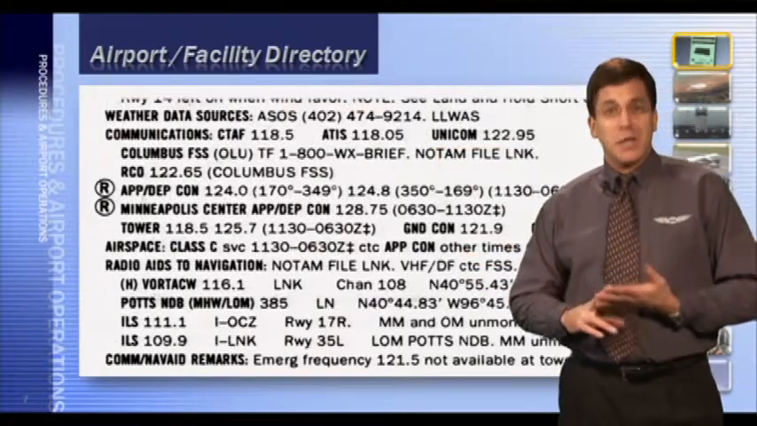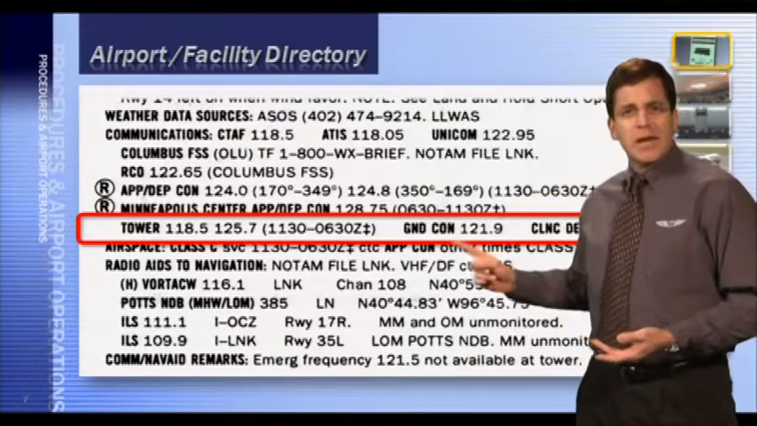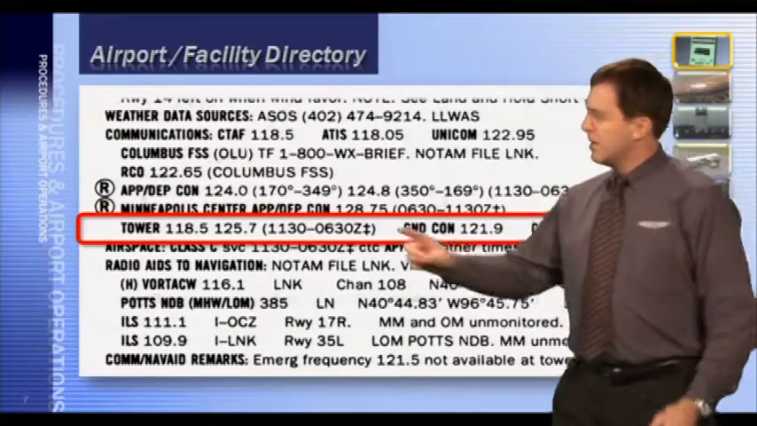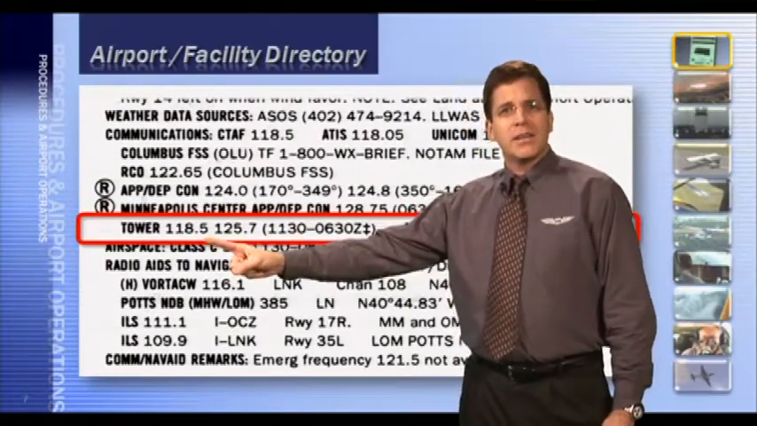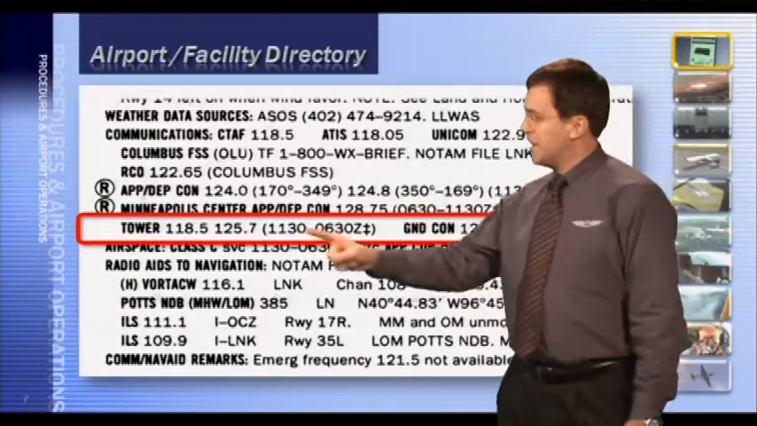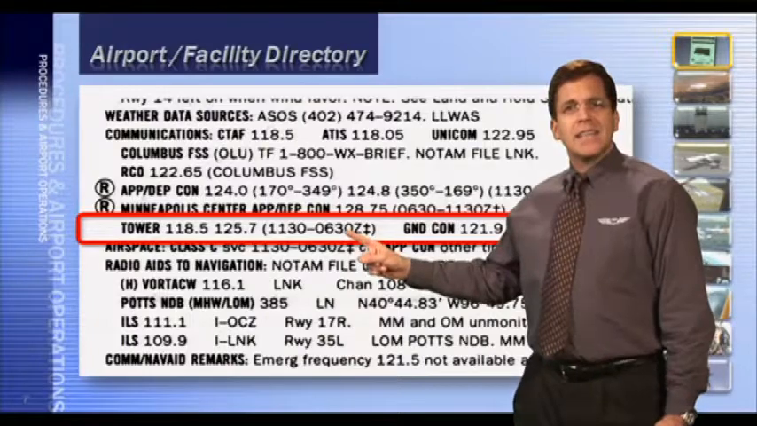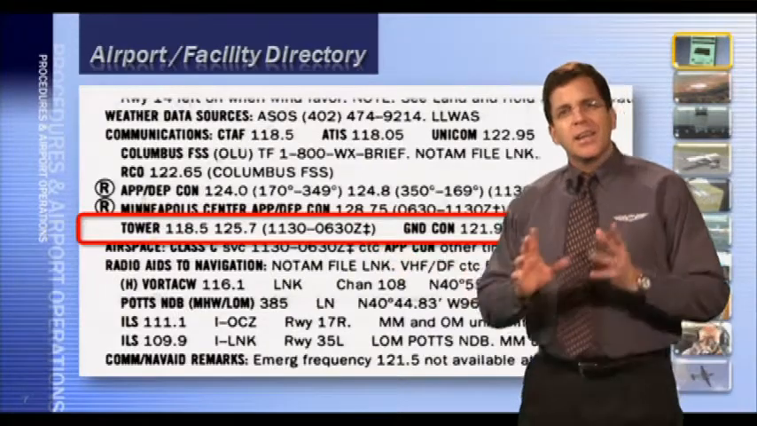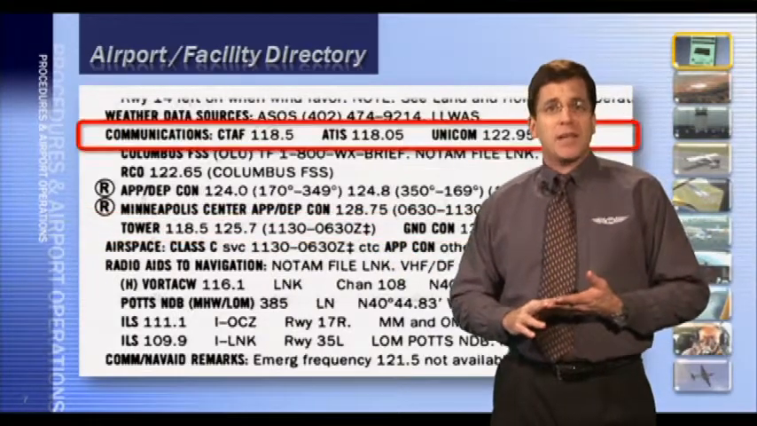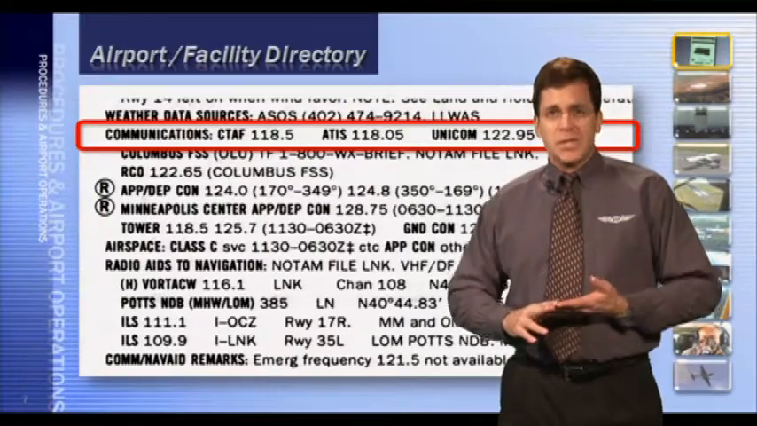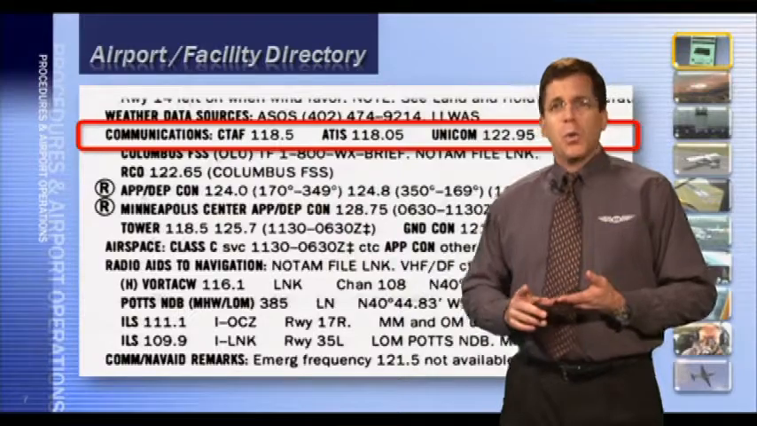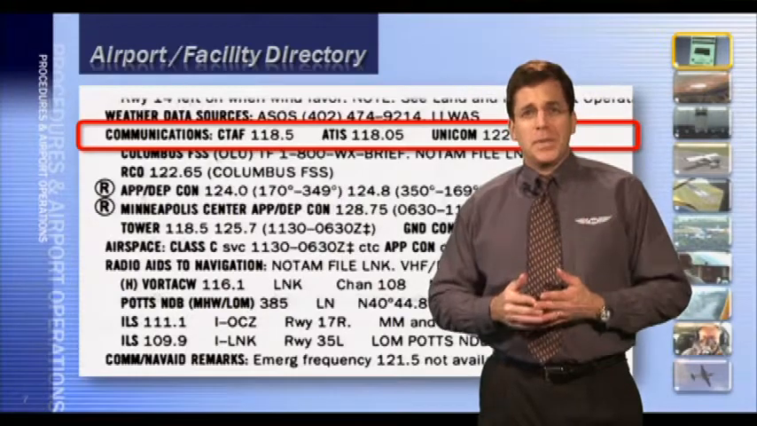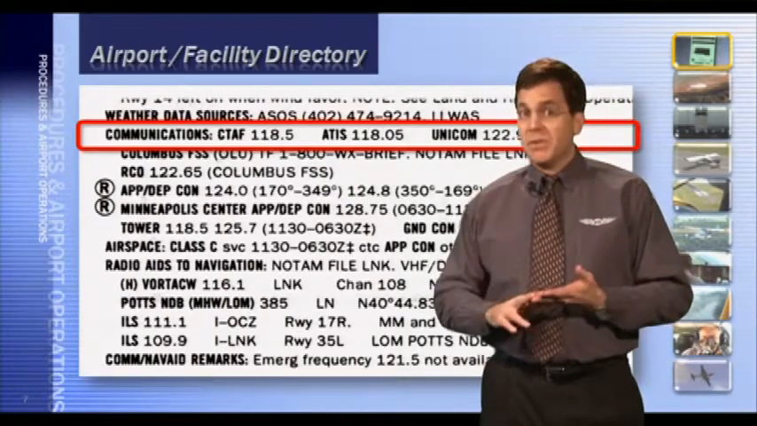Now, let's take a look at the communications section of the airport listing, which we see right here. When the tower is in operation at Lincoln Municipal, you use the frequency shown right here, tower 118.5. The hours of operation are shown in parentheses following the tower. In this case, it says 11:30 to 06:30 Zulu. That's what the Z stands for, Zulu time. When the tower is closed, you use the Common Traffic Advisory Frequency, or CTAF, to make position reports. At this airport, you use 118.5 when the tower is closed. Now, you want to note this information carefully because sometimes the CTAF frequency differs from the tower frequency.